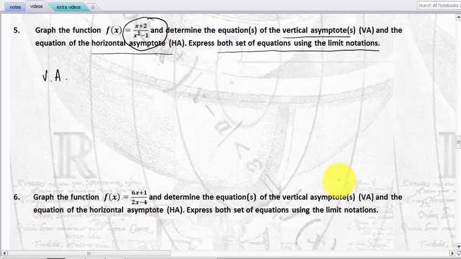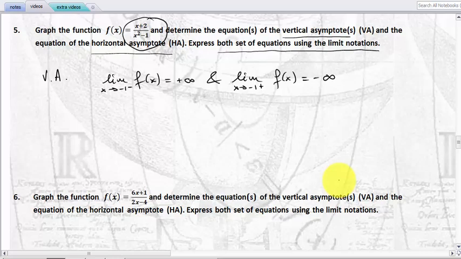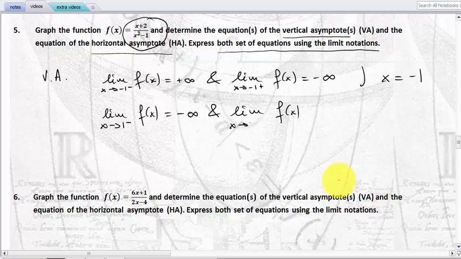So let's express that. So the limit of f of x as x approaches -1 from the left is plus infinity, and the limit of f of x as x approaches -1 from the right is negative infinity. That means a vertical asymptote at x equals -1, and also the limit of f of x as x approaches 1 from the left is negative infinity, and the limit of f of x as x approaches 1 from the right is positive infinity, and that means a vertical asymptote at 1.